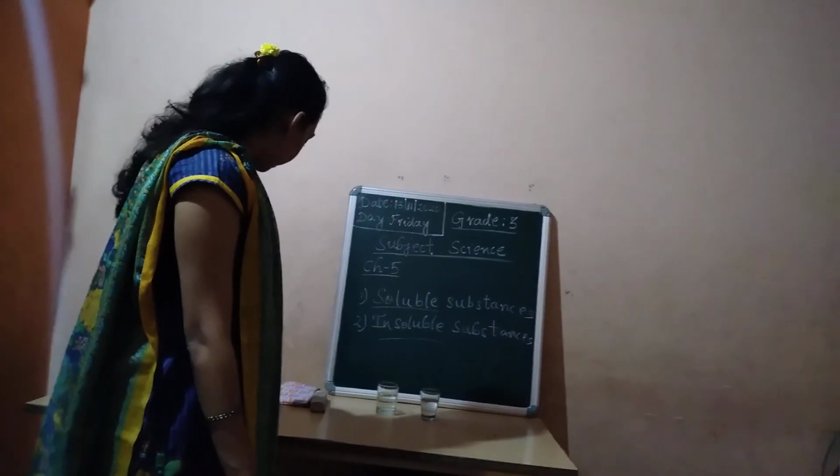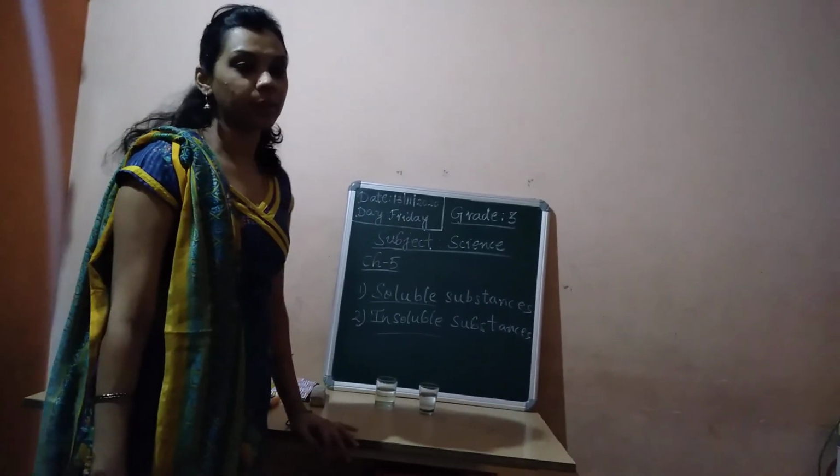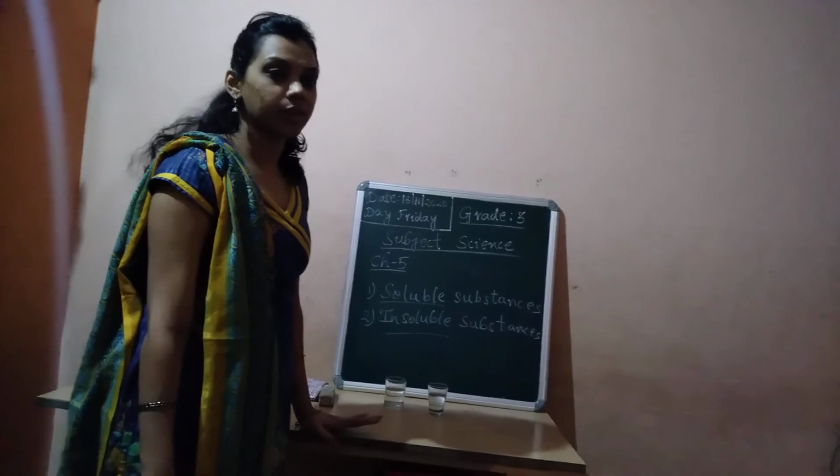Go through and read the lesson, page numbers 74 and 75. Do the Reflect column, complete it. Other topics we will see in the next classes.